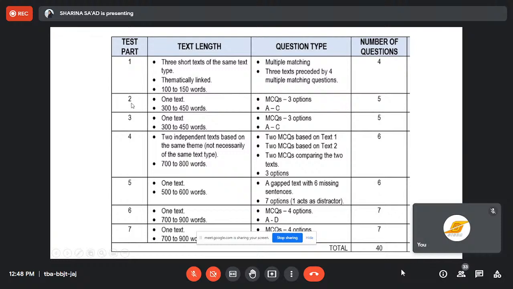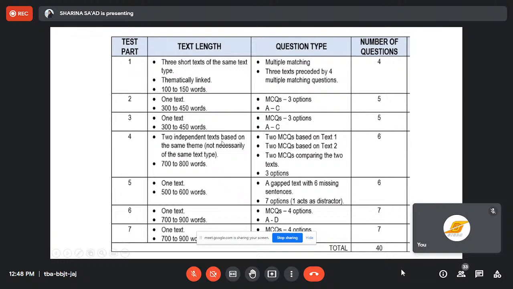Part 2, you have one text, and then you have multiple choice questions. You are given 3 options, A, B, C only. You don't have A, B, C, D, E like previously. Now you are only given 3 options. You have 5 questions for this part 2. Part 3, you have 1 text and 5 questions. Still MCQ with 3 options, A, B, C.